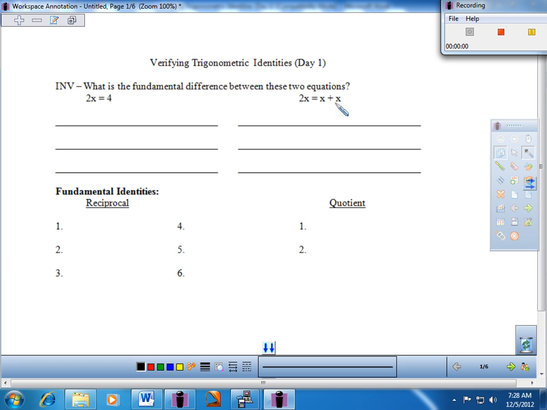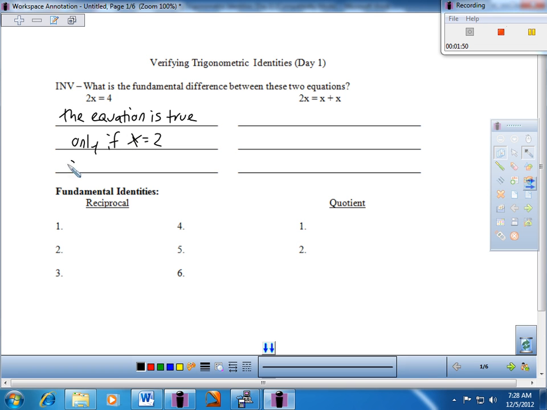I would argue that this is the one you've had the most exposure to, the 2x equals 4. You've probably been solving these for several years. What this is called is a conditional equation, meaning very simply that the equation is true only if x is equal to 2. That's it. If x is equal to any other number, it simply does not work. It is not a true mathematical sentence. So the equation is only true if x is equal to 2.